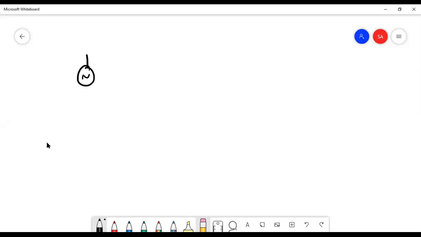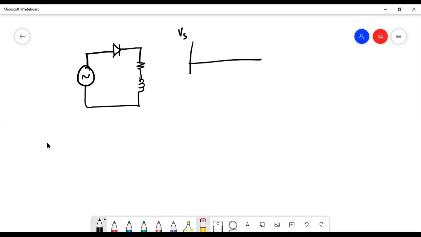Okay, using this circuit, I would like to explain why the waveform is like that. Please note that the load is a non-linear load, so the current is no longer sinusoidal. So this is your Vs. During the positive cycle, the diode is forward biased, meaning that the diode will turn on, and the current will flow to the resistor and inductor and flow back to the source.